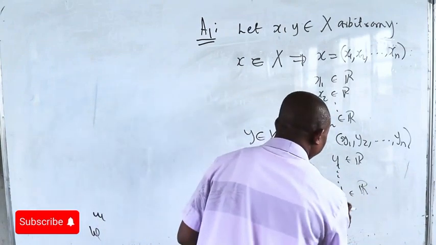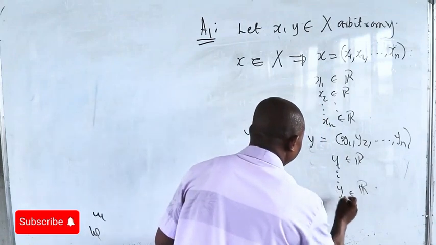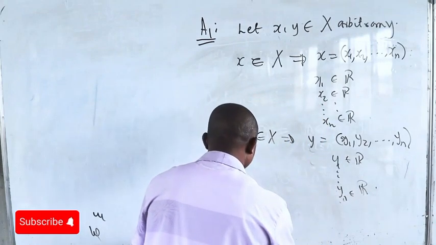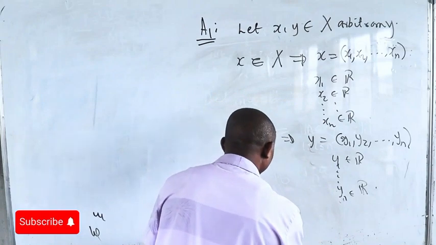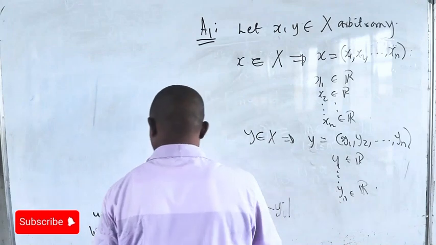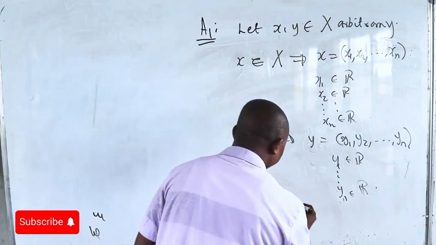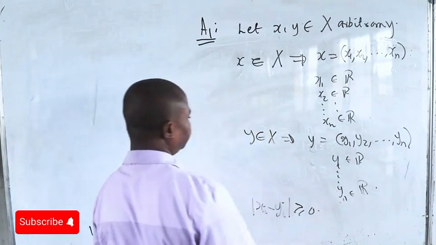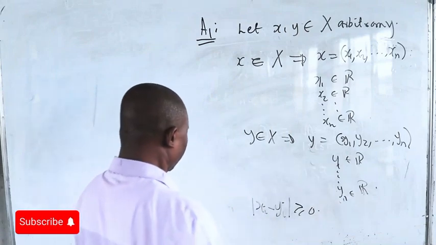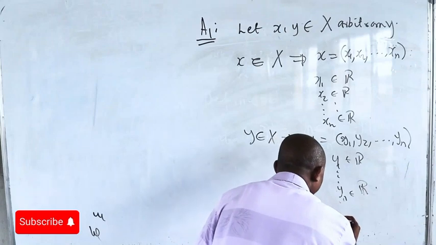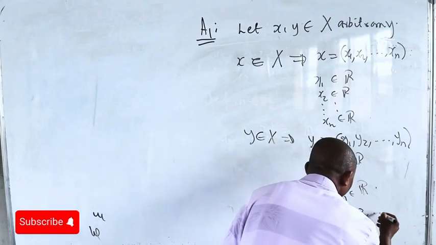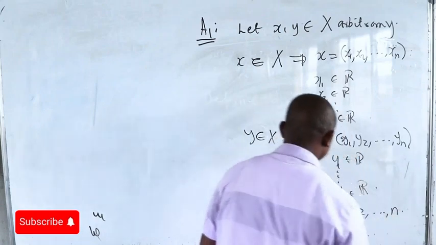Similar to what we did in the case of d1, we know that the absolute value of xi minus yi is bigger than or equal to 0 for all i, 1, 2, up to n.